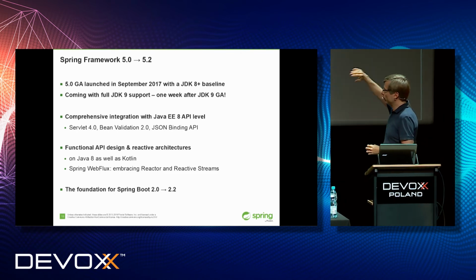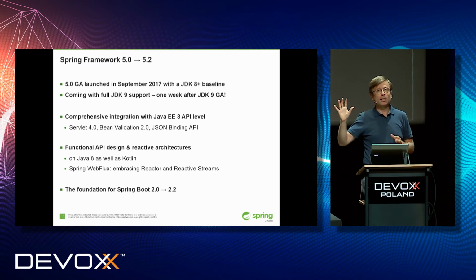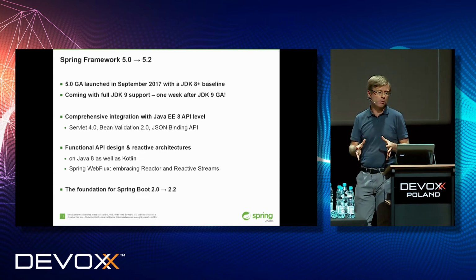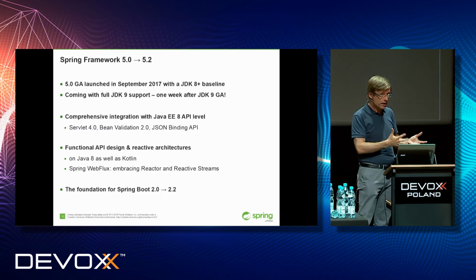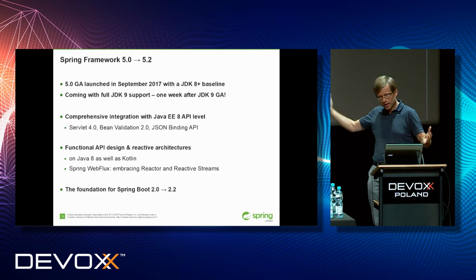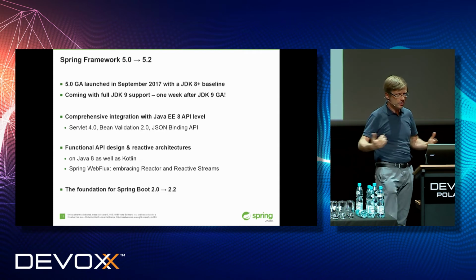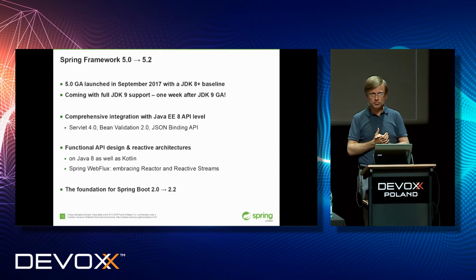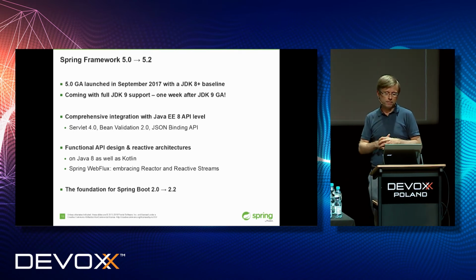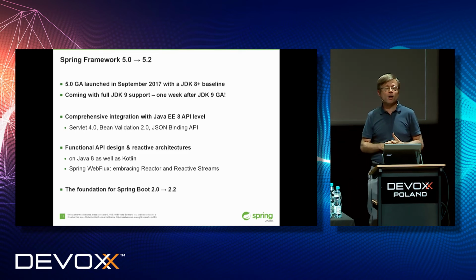Of course, there's also Servlet 4 and generally the Java EE 8 API level. More importantly, there's strong design themes that we chose to apply to the Spring Framework 5 generation. Functional API design, as in Java 8's functional API design, as in Java 8 collection streams, as in java.util.function, also as in Kotlin functions. We started embracing Kotlin in Spring Framework 5, which of course keeps being a huge theme going forward. At the same time, we started tackling reactive architectures.